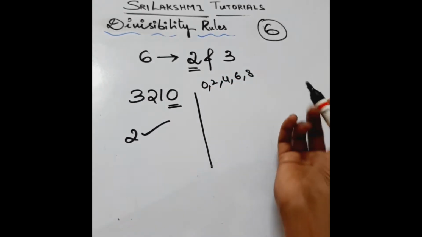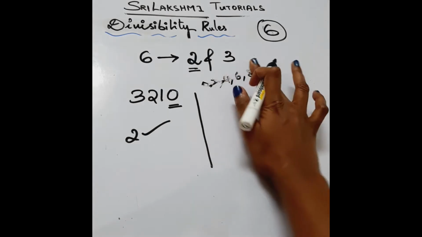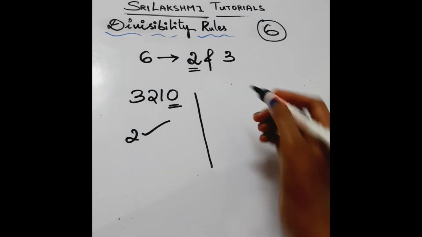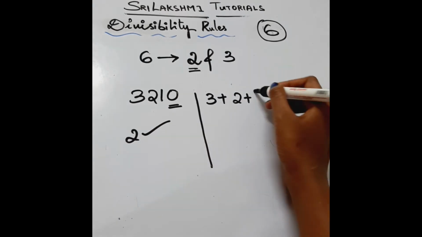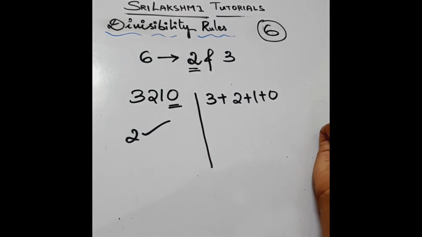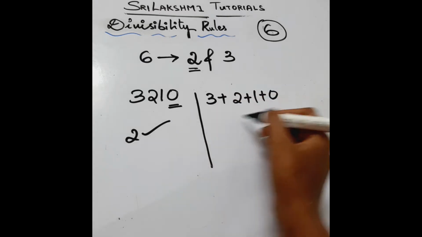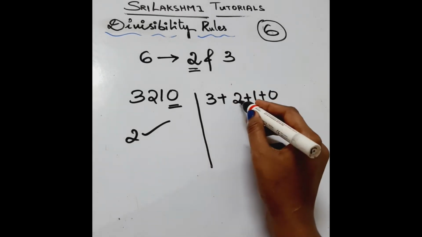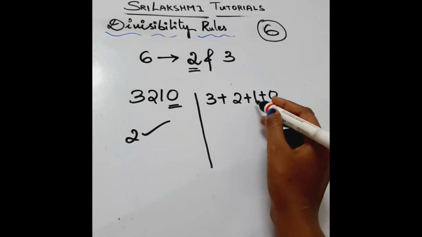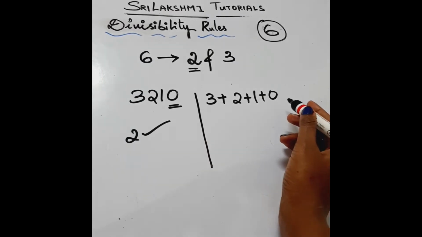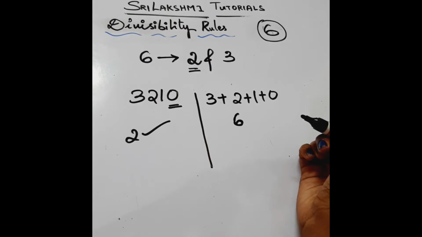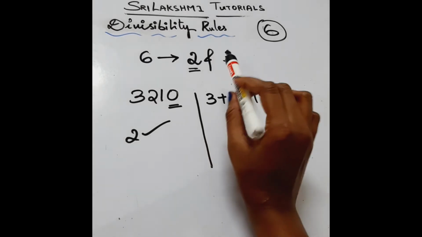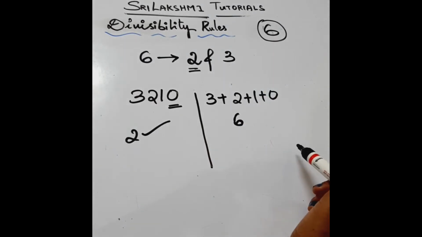Now let us check for divisibility by 3. Add the digits: 3 plus 2 plus 1 plus 0. What do we get as the total? 3 plus 2 is 5, 5 plus 1 is 6, 6 plus 0 is 6. The sum we got here is 6. Is 6 divisible by 3 or not? Yes, it is divisible by 3.